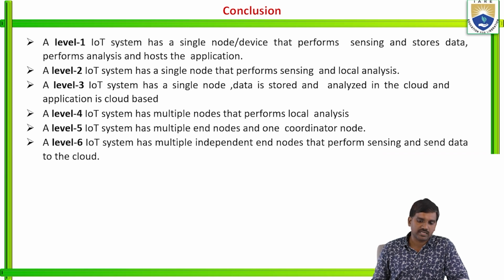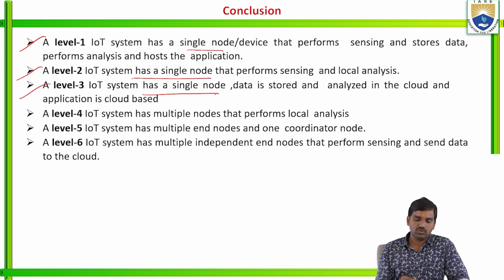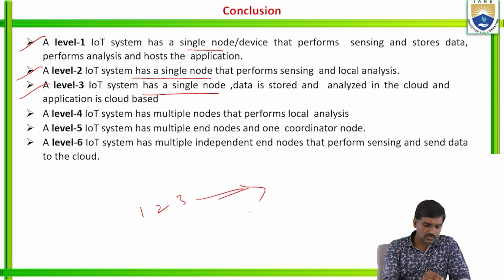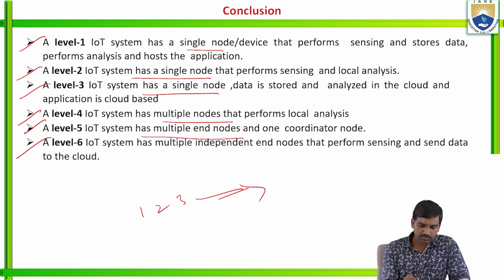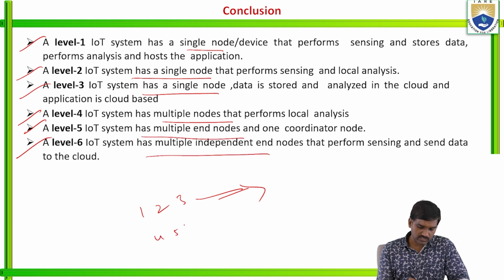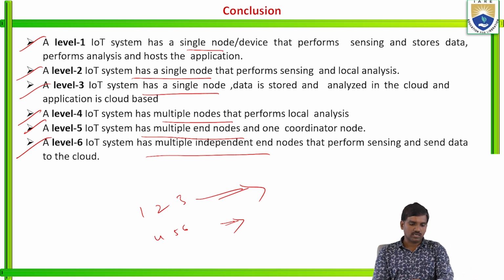This is the summary point, or conclusion point. Level 1 has a single node. Level 2, single node. Level 3, single node. So levels 1, 2, 3 have similar features. Next, levels 4, 5, 6 have multiple nodes, multiple endpoint nodes and multiple dependent nodes. So 4, 5, 6 have some similar nodes. This is the conclusion based on levels 1 to 5.